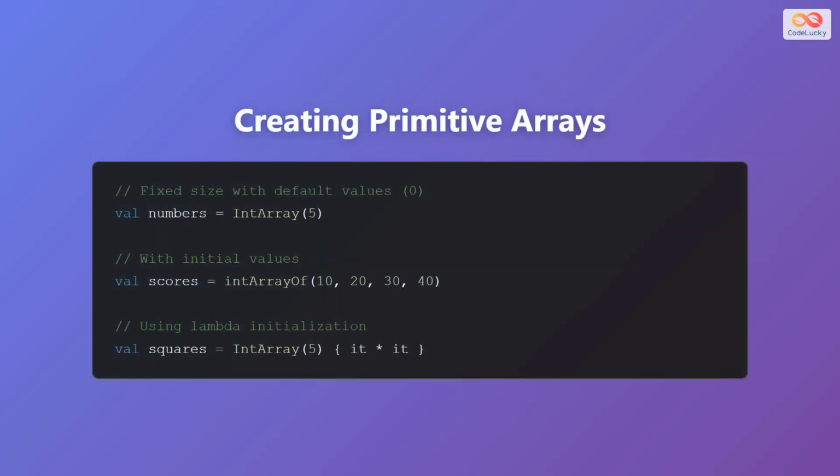There are 3 common ways to create primitive arrays. First, you can create a fixed-size array with default values. For example, IntArray(5) creates an array of 5 integers, all initialized to 0. Second, you can create an array with initial values using the intArrayOf function, passing the values as arguments like 10, 20, 30, 40. Third, you can use lambda initialization. IntArray(5) with a lambda that returns it times it, creates an array where each element is its index squared. So you get 0, 1, 4, 9, and 16.